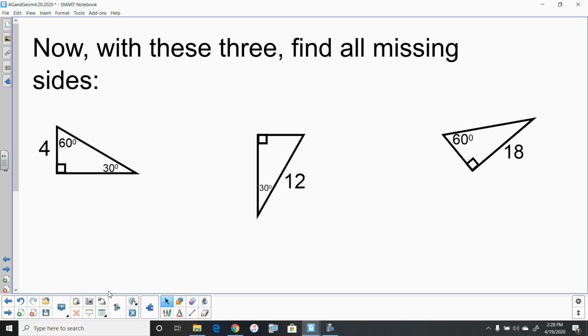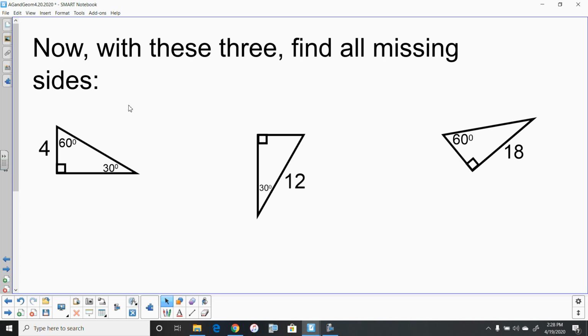Here are three examples that I want you to do on your own. So go ahead and pause this when you're ready. Look back through your notes. Hopefully you've got those equations and diagrams ready to go. And solve each of these three triangles.